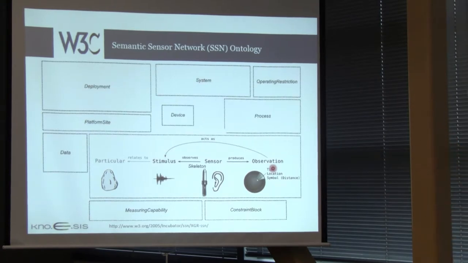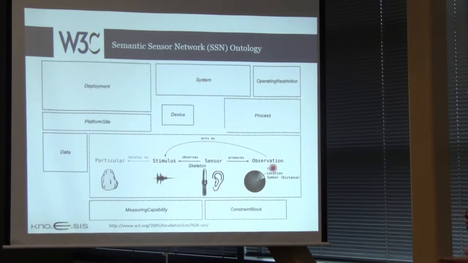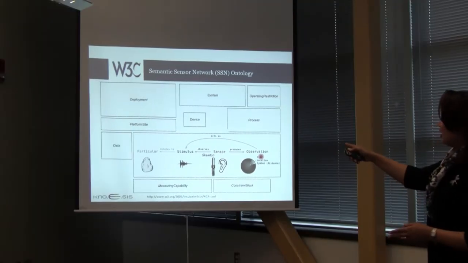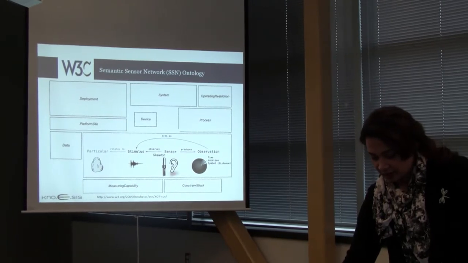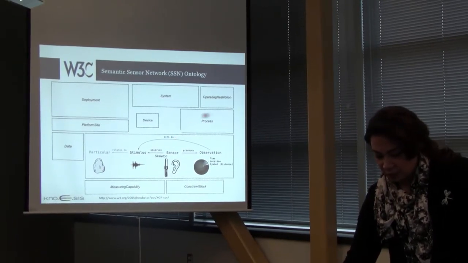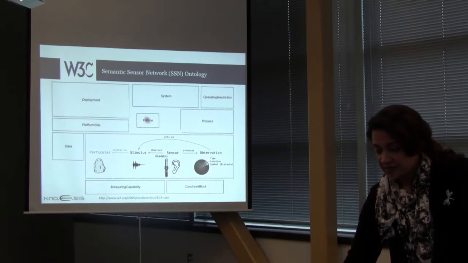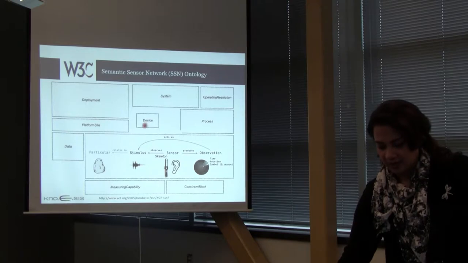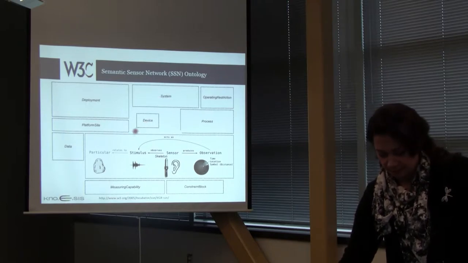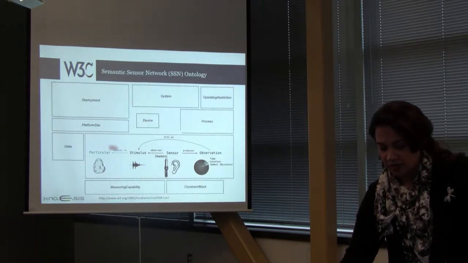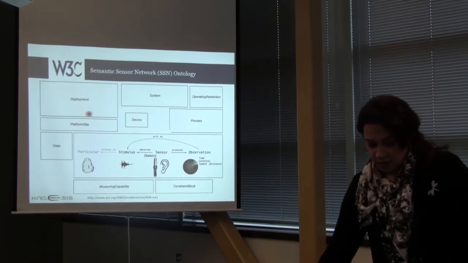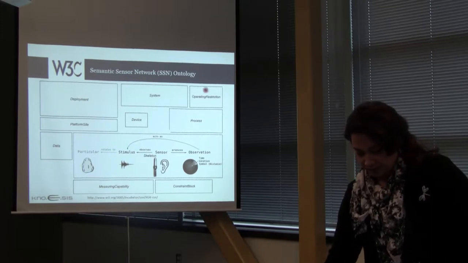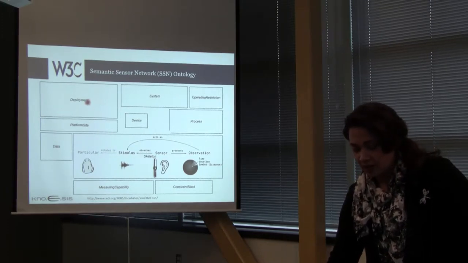These are extras, so more in detail. You can see here we have measuring capability, we have constraint, and we have process that the sensor utilizes. We have devices, which can be physical devices, and are related to the part of the system. Also a sensor is a part of a platform, which can deploy something. Operating restriction, so sensors can be deployed in a certain area.